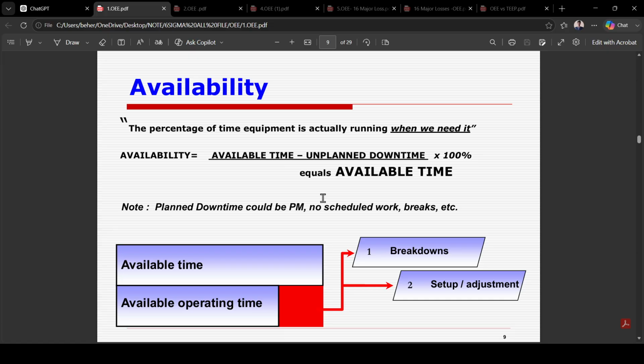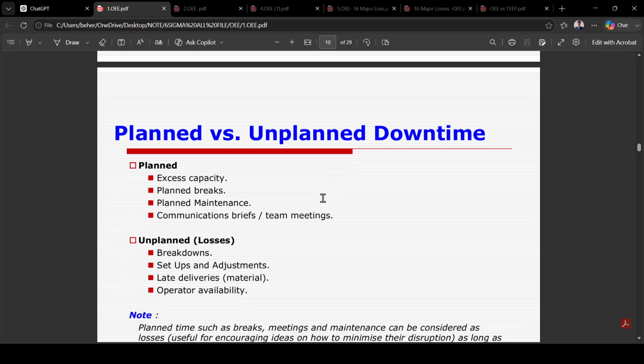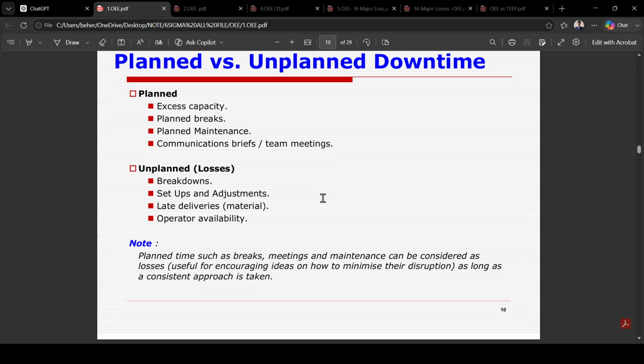Available time or available operating time, breakdowns or setup adjustment, planned versus unplanned downtimes. Planned: excess capacity, planned maintenance, communication briefs, team meetings. Unplanned losses: breakdown, setups and adjustment, late deliveries of material, operator availability. Note that planned times such as breaks, meetings and maintenance can be considered as losses, useful for encouraging ideas on how to minimize their disruption, as long as a consistent approach is taken.